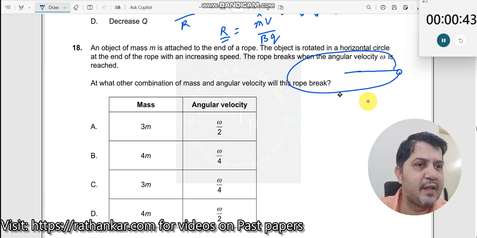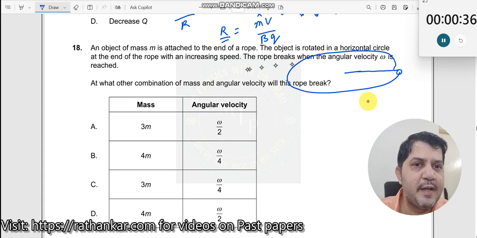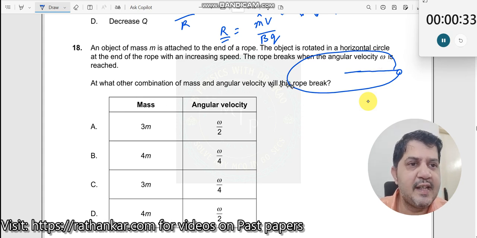When you increase the speed, what can happen? The particle starts moving until the rope breaks. It breaks when the angular velocity omega is reached. What combination of mass and angular velocity will make this rope break?